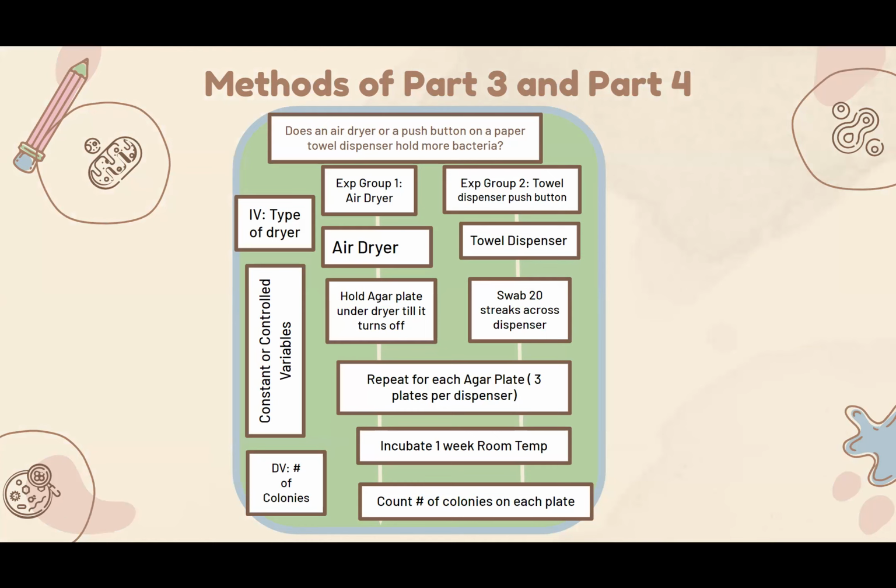For the methods of part 3 and part 4, we had our first experimental group, which is the air dryer again. This time we held the agar plate under the air dryer until it turned off. And for the towel dispenser, we swabbed 20 streaks across the dispenser. We repeated these for 3 agar plates each, incubated them for 1 week at room temperature, and then at the end, we counted the number of colonies on each plate.